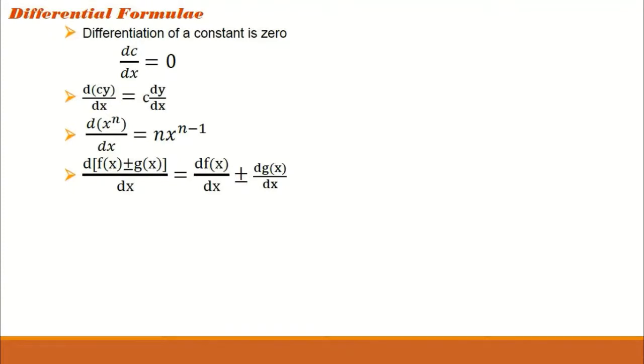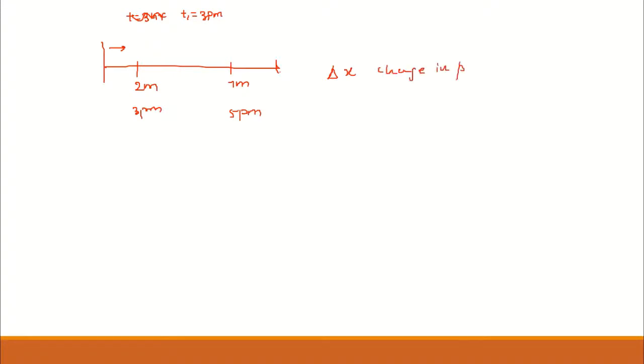So how do we calculate the differentiation of any quantity? Let's suppose a body is changing its position from 2 meter to 7 meter in 3 hours, or we can say it started at 3 p.m. and reaches at 5 p.m. So I can say that the change in position is 7 meter, the final position, minus the initial position, 2 meter.